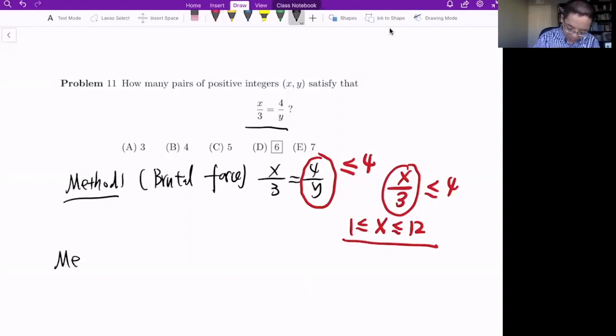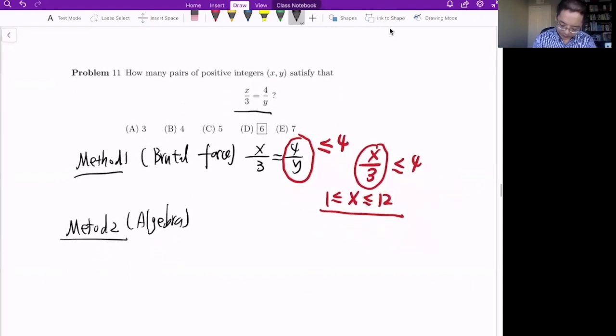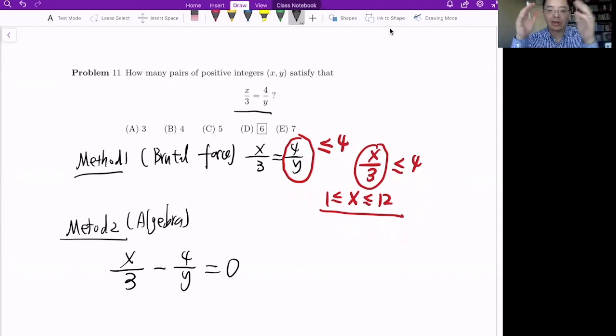Now I will go with the one that uses algebra. So how do we do algebra? I have x over 3 minus 4 over y equals 0, right? You have two fractions that are the same, so the difference is 0. Now, how do we do the difference between two fractions? We try to convert them into fractions which have the same denominator, right? So let's do that.